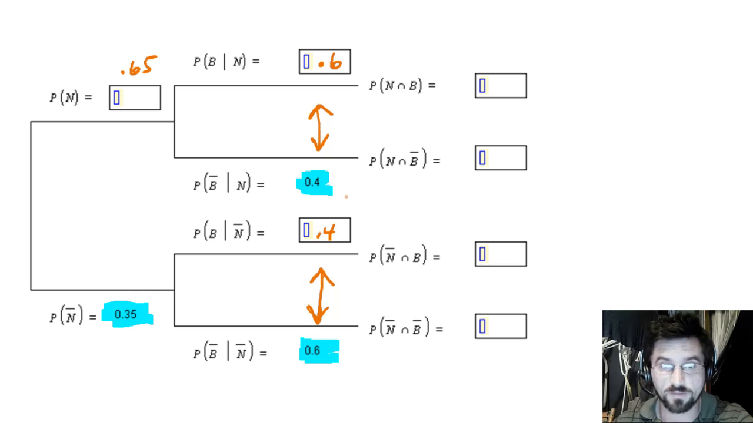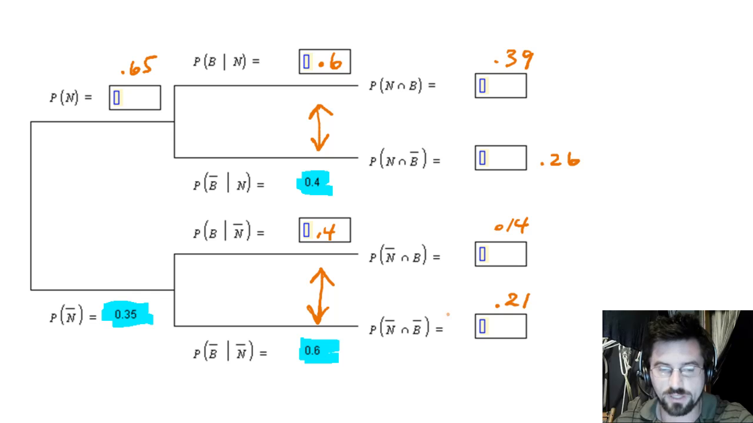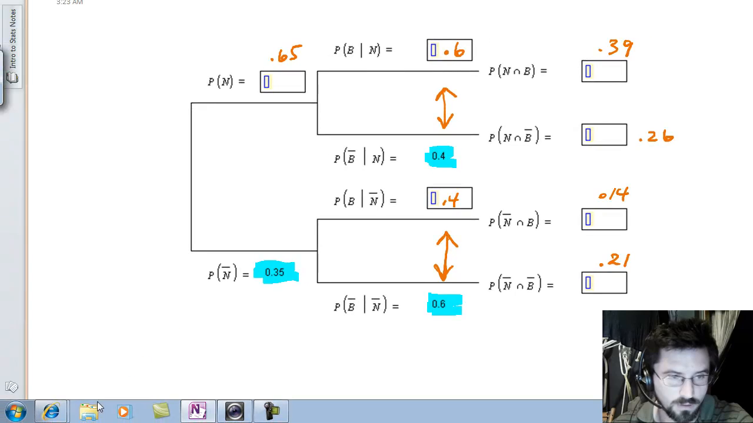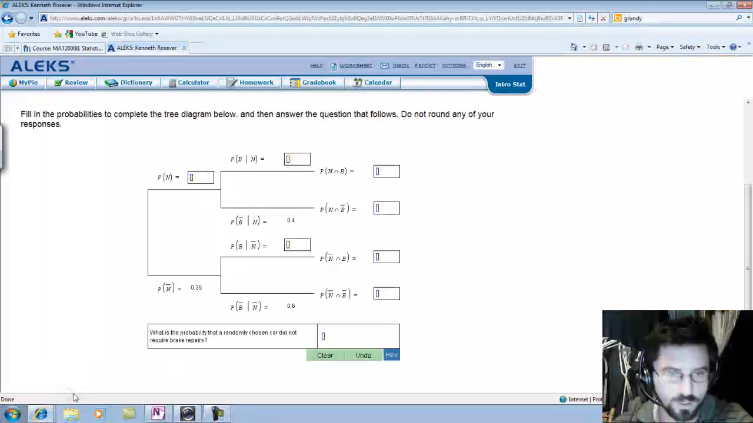I'll do 0.65 times 0.4, which is 0.26. And if that's 0.26 and that's 0.65, that's 0.39. That's not too bad. Yeah, that's right. And then 0.4 times 0.35 is, let's say, 0.14. And then this is 0.21 because they have to add up to 0.35. And now that I have that information, I can just go ahead and put that in Alex. And you can see how easy it is if you've got some math abilities. If you don't, you've got a handy dandy calculator, you can work it out.